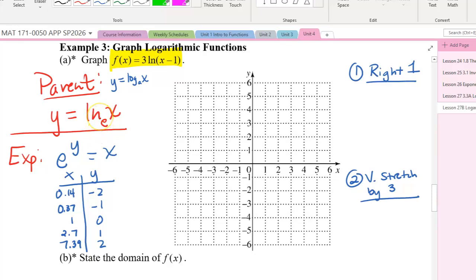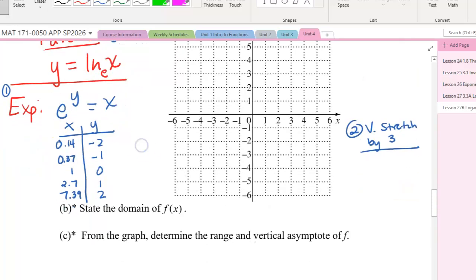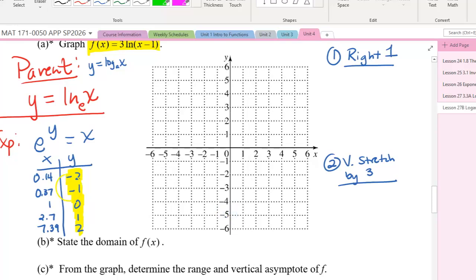So the first step is to change it to exponential form, which I did here. So e to the y is equal to x. And then what I did is I chose values for y rather than choosing values for x, because it's much easier to choose the exponent and raise e to that exponent than it is to figure out a number and then what power would you raise e to get that number. This is especially true since e is an irrational number whose decimal goes on forever. So that's the parent function.